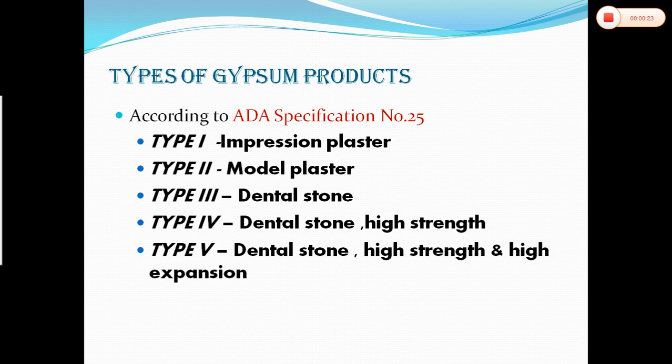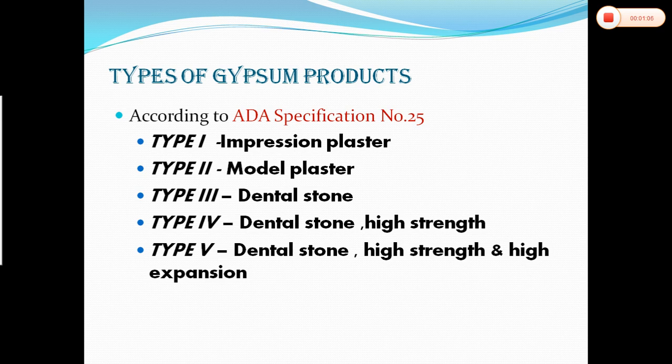See here: type 1 gypsum, impression plaster; type 2, model plaster; type 3, dental stone; type 4, dental stone or die stone with high strength; type 5, dental stone or die stone with high strength and high expansion. You have to tell type 1, type 2, type 3, type 4 and type 5, not in any other way, like class 1, class 2 or order 1. You have to tell type 1 impression plaster, type 2 model plaster, type 3 dental stone, type 4 dental stone with high strength, type 5 dental stone with high strength and high expansion.